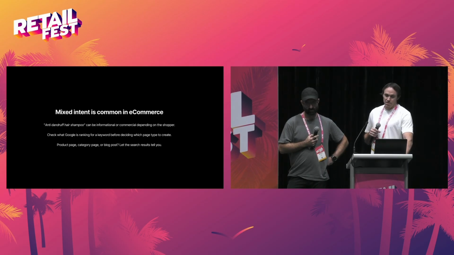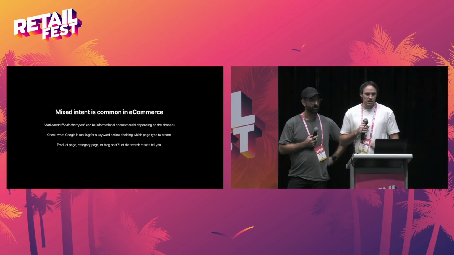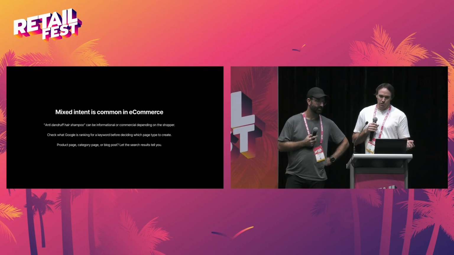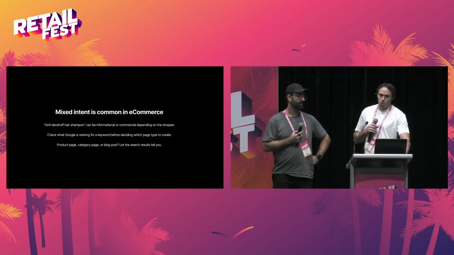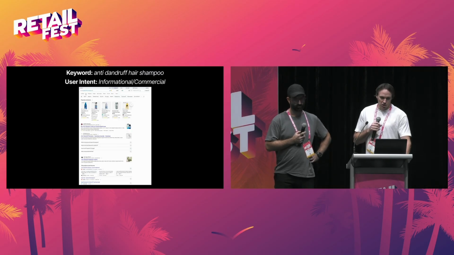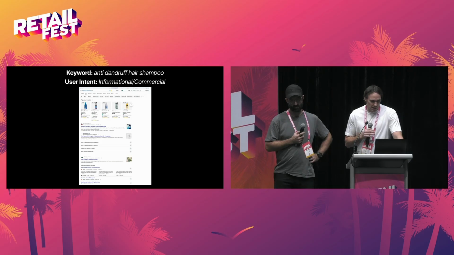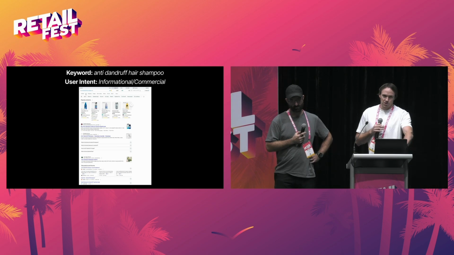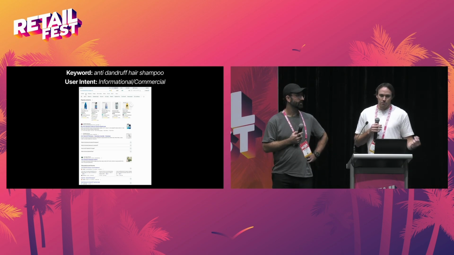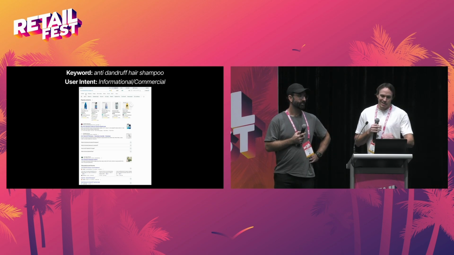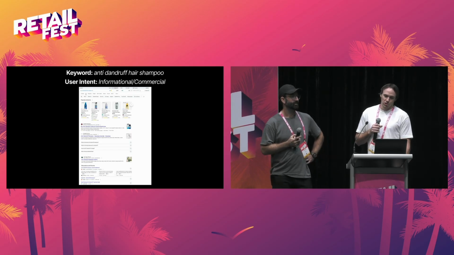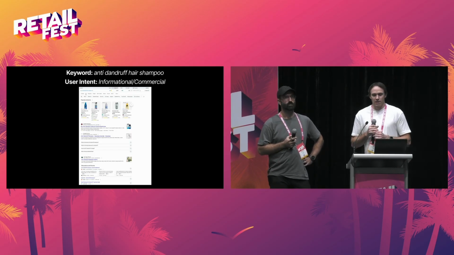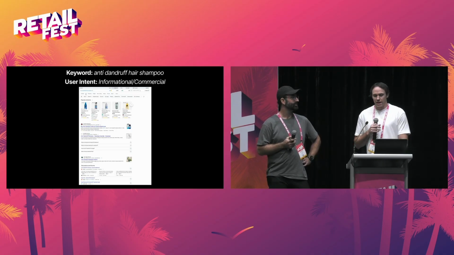Then you can have a mixed intent as well. Sometimes, say, anti-dandruff hair shampoo, that can be informational and commercial. So Google will show a mixture of these two. We'll show you the results here. You can see shopping is the first thing, but then it also has discussions and forums. People are obviously still looking for information about it, but the main intent there is commercial. So you could probably put a category page and write a lot of text and have your buyer's guide on that category page instead of a separate blog post to rank for that type of keyword.